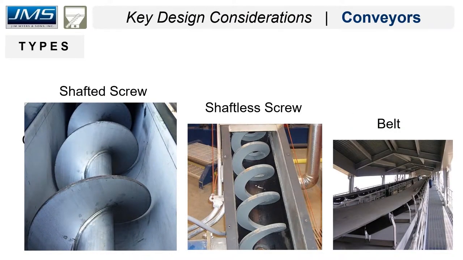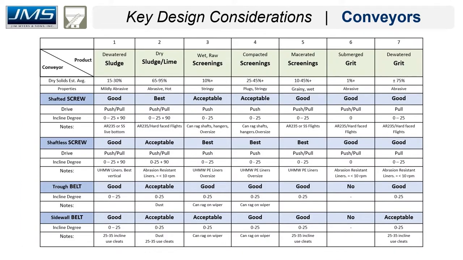The most commonly used conveyor types in wastewater treatment are shafted screw, shaftless screw, and belt conveyors, including troughing and sidewall belts. The product we're conveying is a key factor in selecting the conveyor type. This is a matrix of typical wastewater treatment products and conveyor recommendations by conveyor types.